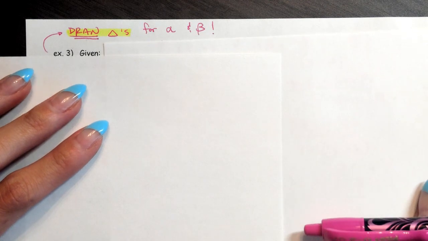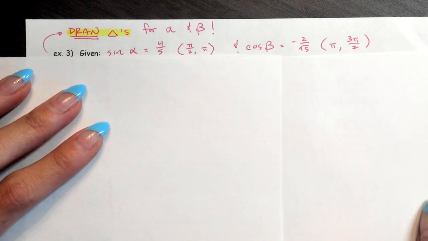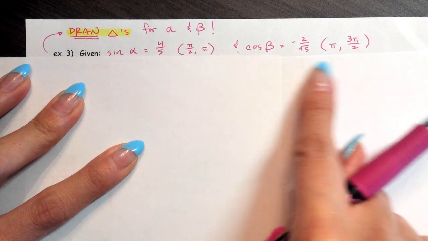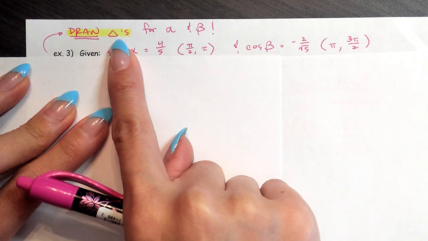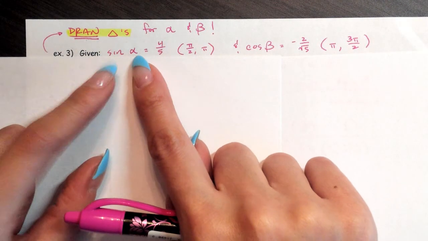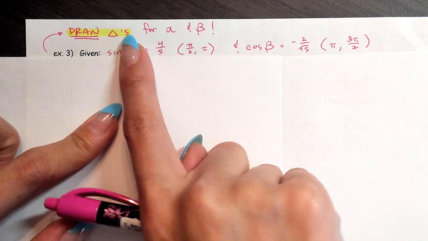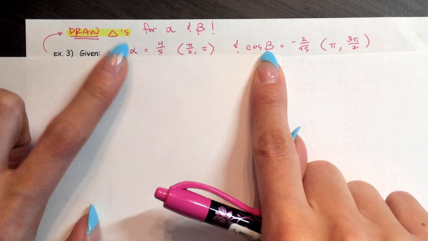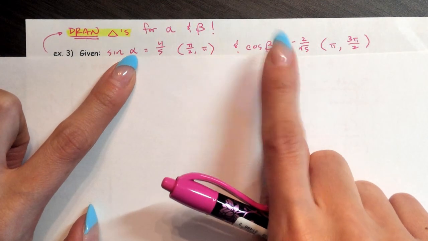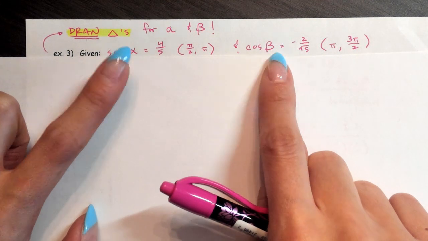So, given these values, this is actually the problem. What you want to do is draw triangles. You know when you're given an angle and you don't know what the angle is for theta, you have to draw triangles. Same thing here, except there are two angles, an alpha and a beta. So we're going to draw two triangles. Where are we going to draw them?